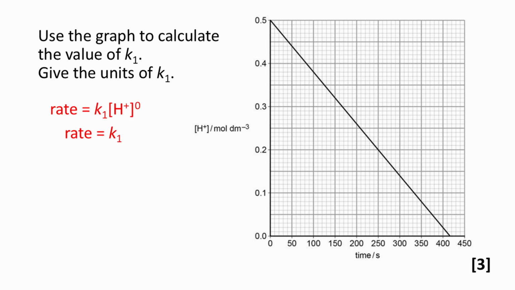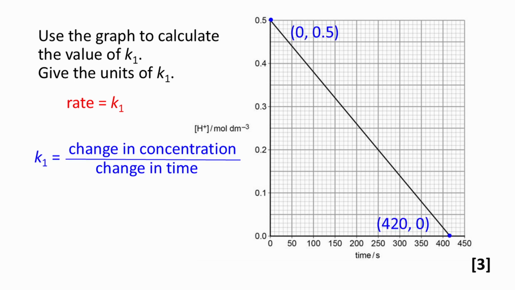Before addressing the question, I thought it might be worthwhile looking at the rate equation. Rate is equal to K1 multiplied by the concentration of H+ to the power of 0. So the order of reaction with respect to H+ concentration is 0. Any number raised to the power of 0 is 1. So the rate equation becomes rate is equal to K1. This illustrates why the rate concentration graph is a horizontal line and the y-intercept is equal to K1. However, we have a concentration time graph, so let's move on and address the question.